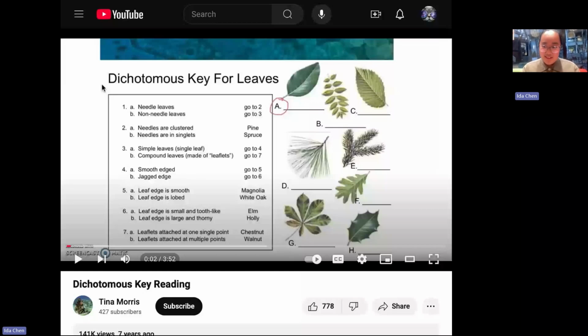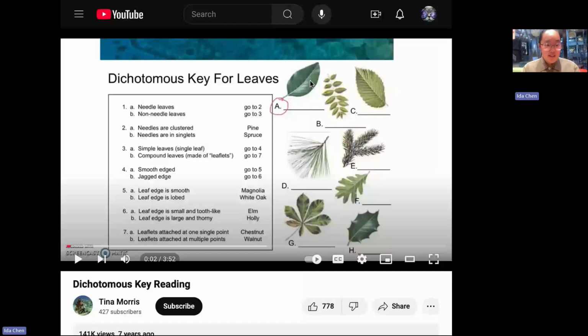So I'm going to go through it again. If I take A, for example, it's not a needle leaf. So I go from 1 and jump to 3. Here it gives me 2 options again. I see that it's a single leaf, so it tells me to go to 4. It's smooth instead of jagged, so I go to 5. Is it lobed or smooth? It's smooth. So you know it's a magnolia leaf. So that's how you do it for leaves.